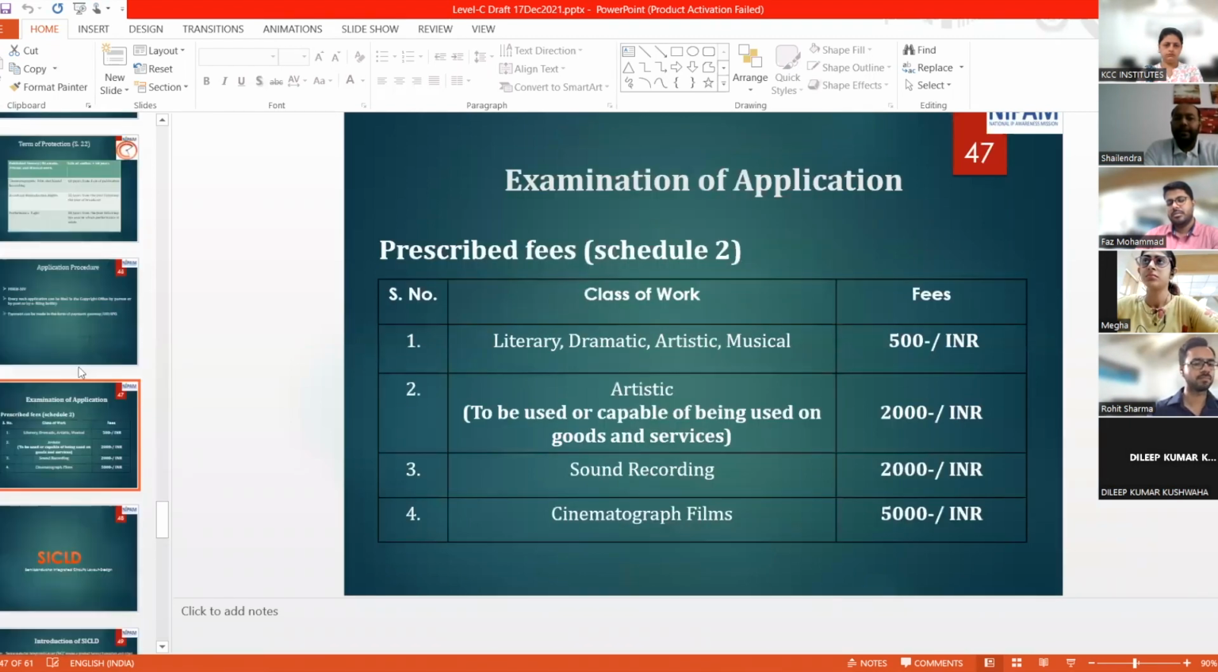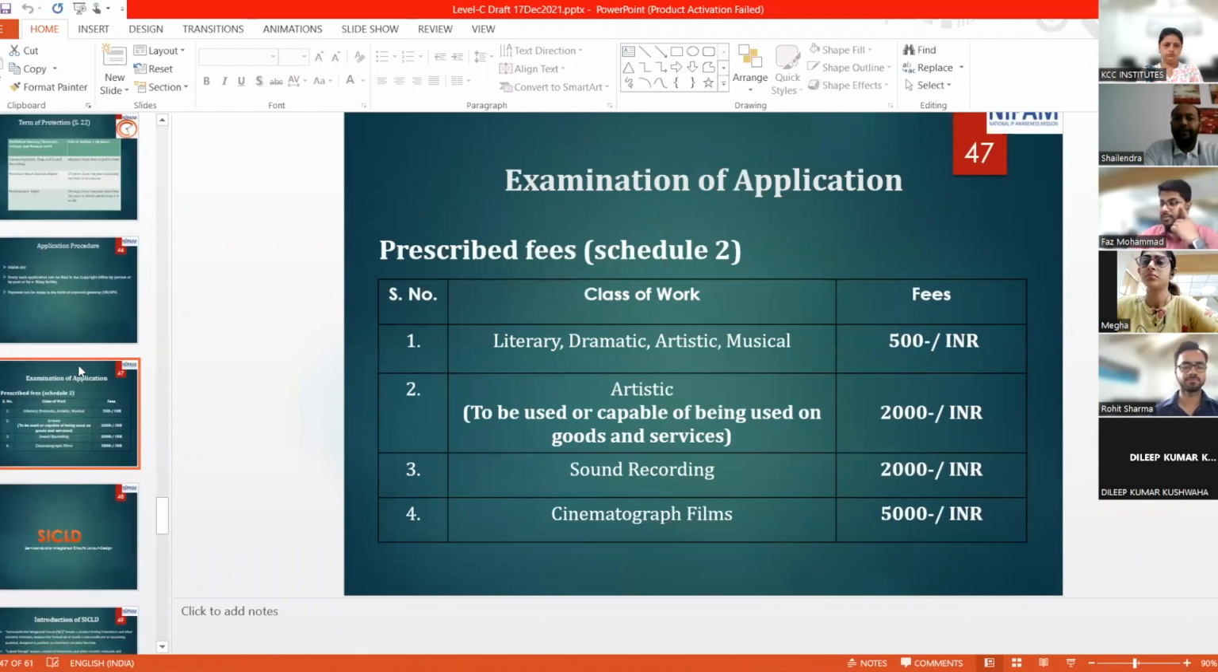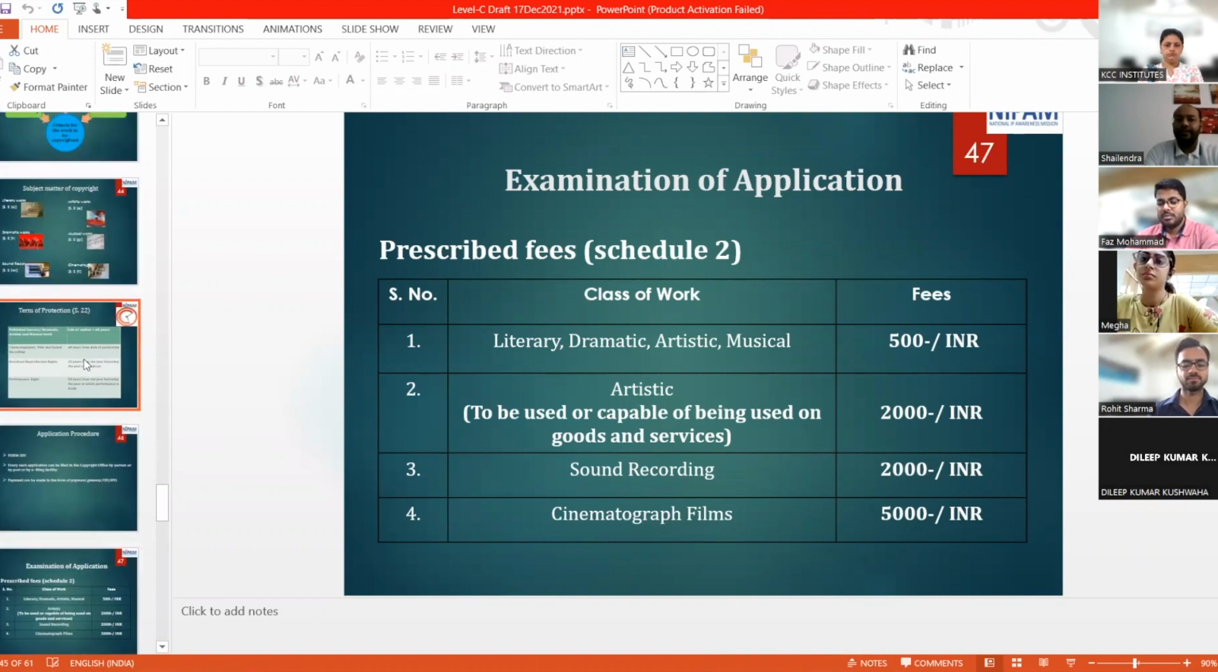Now, in copyright, we need to understand one basic thing: there are many categories in the copyright field, and each category has different fees and a different duration of protection. If I say the fees: literary work, dramatic, artistic, it is 500; artistic in a particular category 2000; sound recording 2000; cinematographic 5000. So this is the fees.